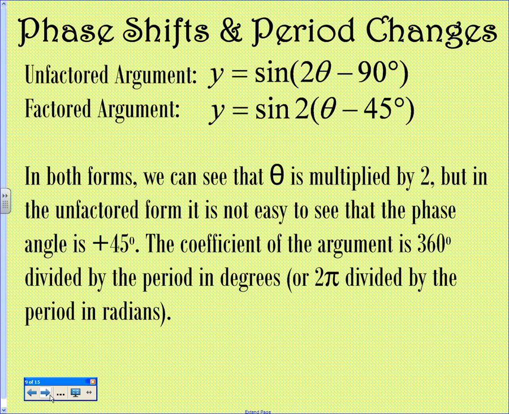So the coefficient is 360 degrees divided by the period, if it's in degrees, or 2 pi divided by the period in radians. That's just a review from before the break. Your coefficient is 360 divided by the period, or 2 pi divided by the period, depending on whether it gives it to you in degrees or radians.